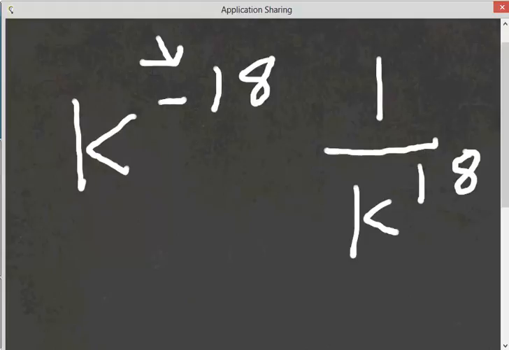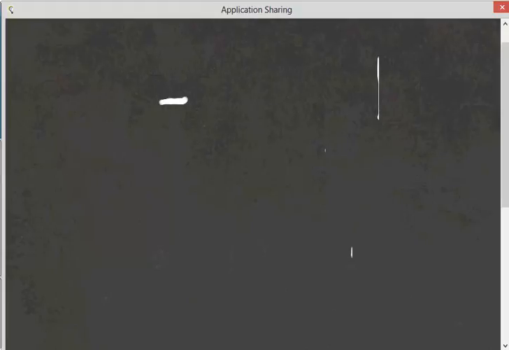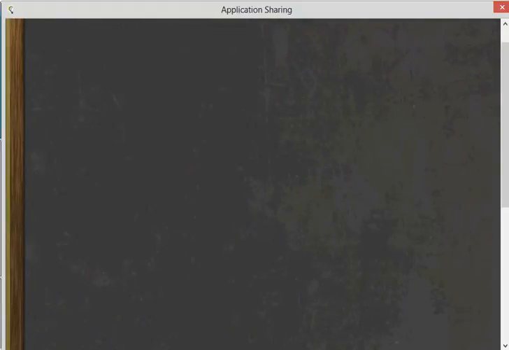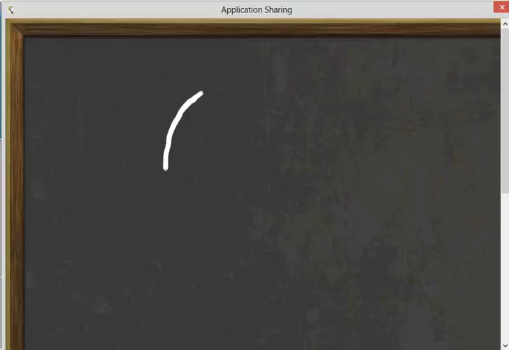I'll be erasing these, so anytime you want to stop, you can. So let me get rid of that one. And let's look at something like this.